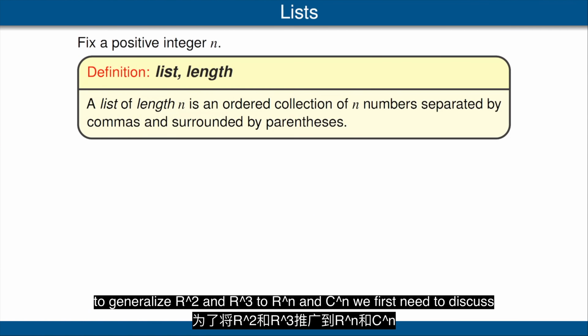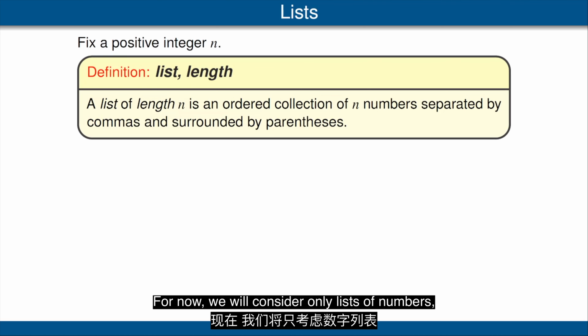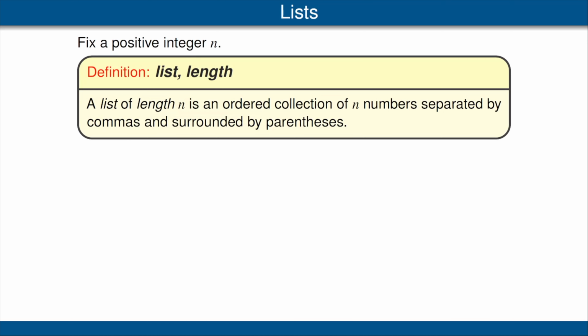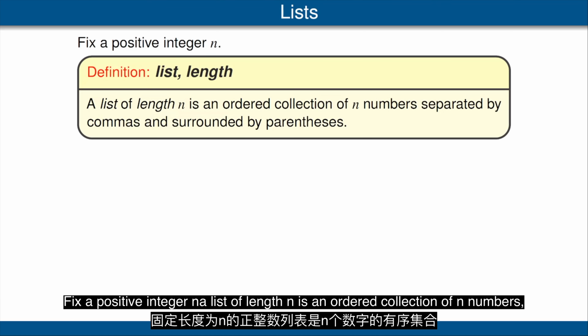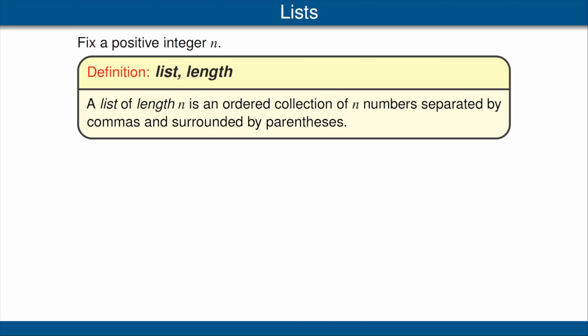To generalize R2 and R3 to Rn and Cn, we first need to discuss the concept of lists. For now, we will consider only lists of numbers, but later we will need to consider lists consisting of other elements. Fix a positive integer n. A list of length n is an ordered collection of n numbers separated by commas and surrounded by parentheses.